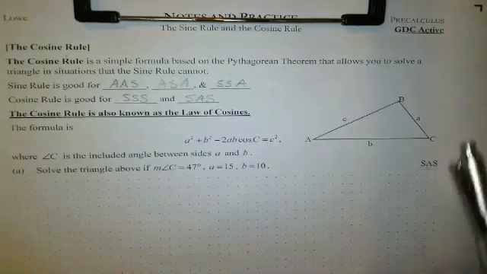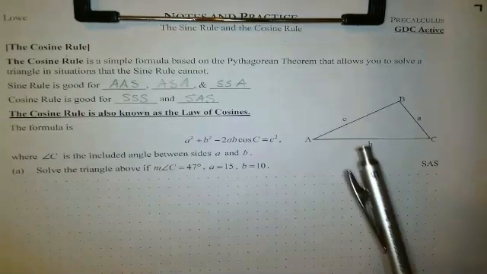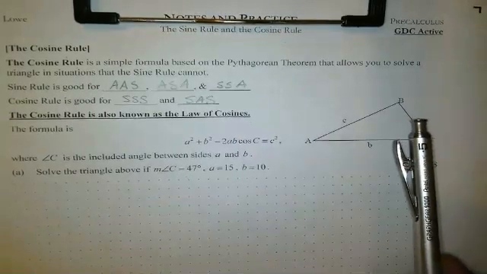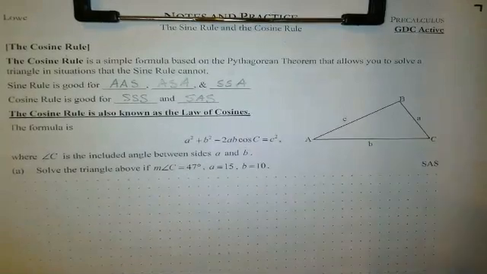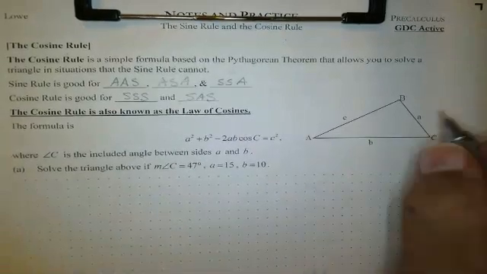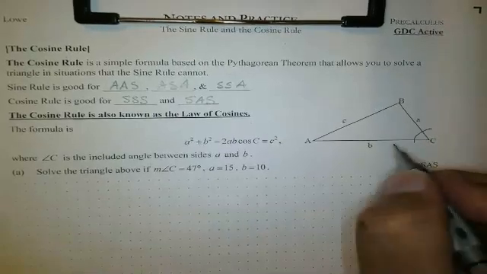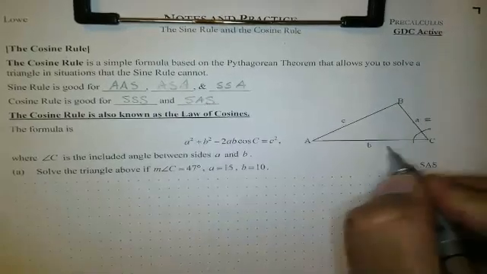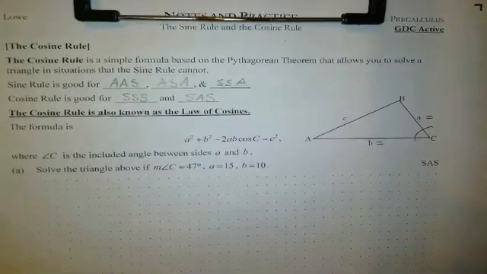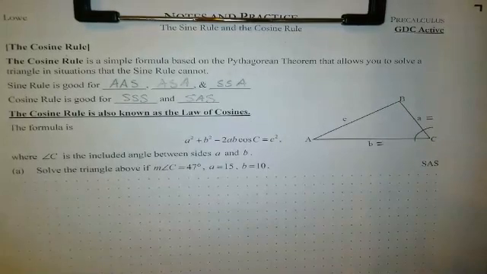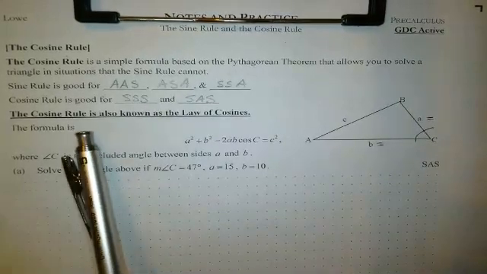So if I had a triangle and I knew the three sides, I could figure out everything else. Or if I had a triangle and I knew a particular angle, and I knew the two sides that form that angle, then I could solve. Okay? Now the formula is pretty straightforward.